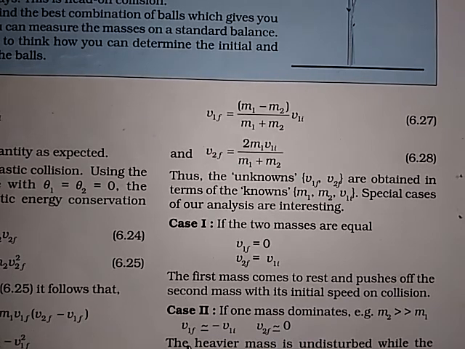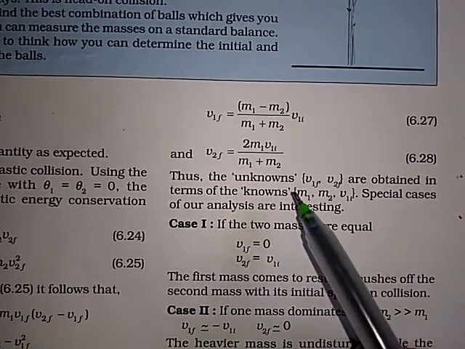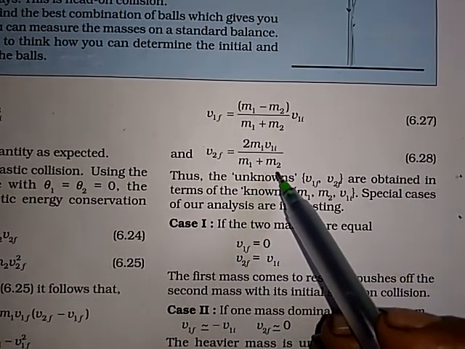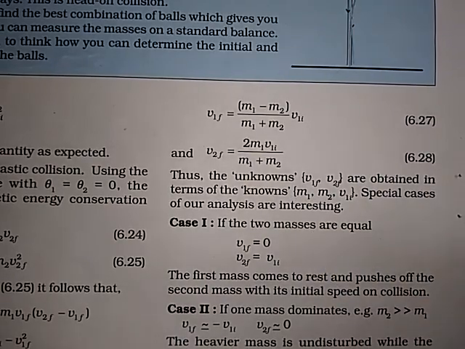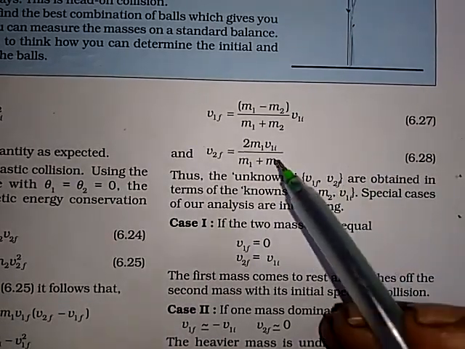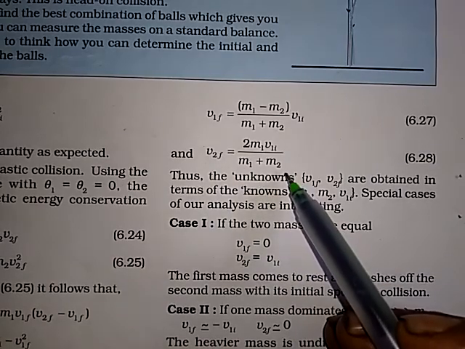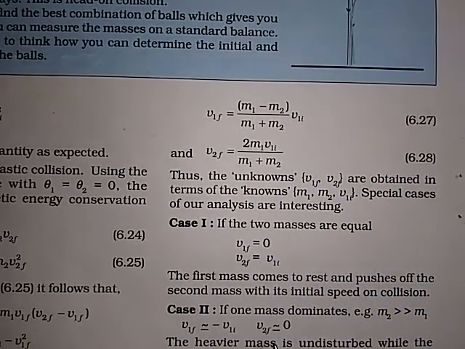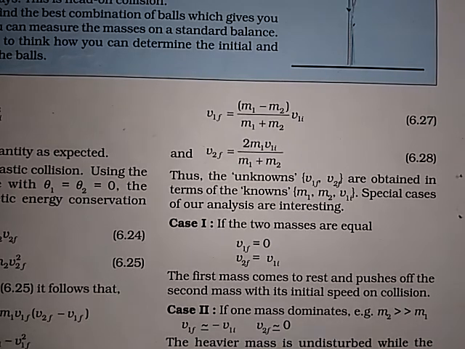That is, the final velocity of mass m1 is approximately equal to the initial velocity of mass m1. In the second case, if m2 is very much greater than m1, so m2 is a very high value and this becomes negligible. A negligible value divided by a high value in the denominator makes v2F approximately 0. That is, the final velocity of the heavier mass becomes 0.